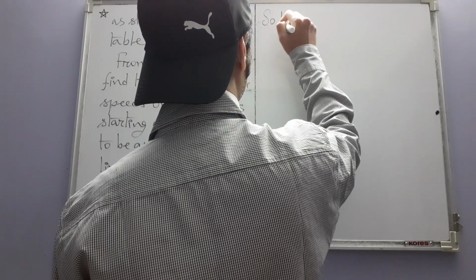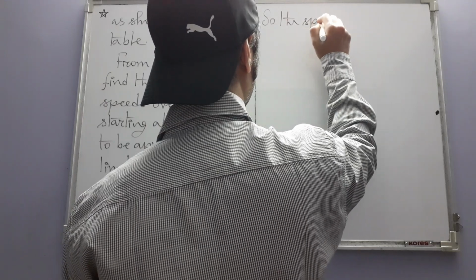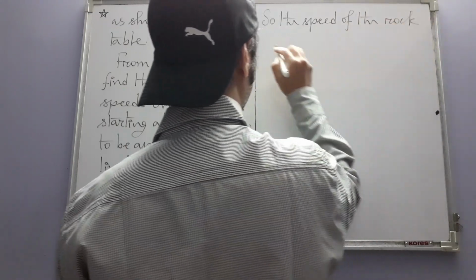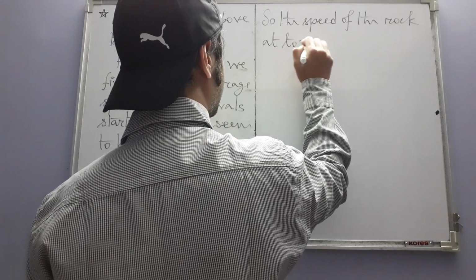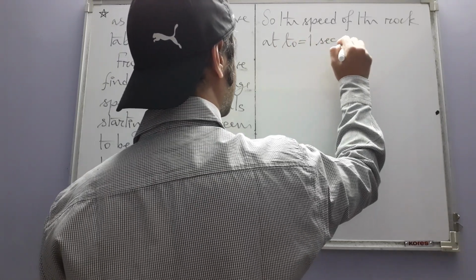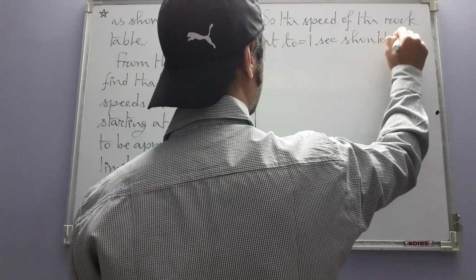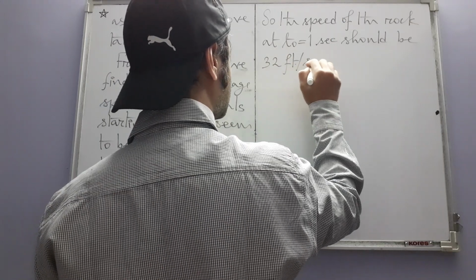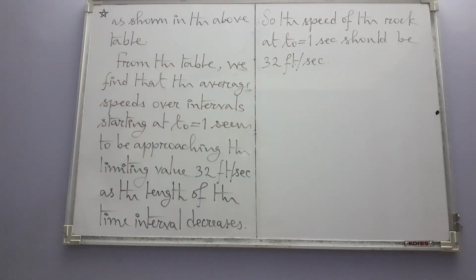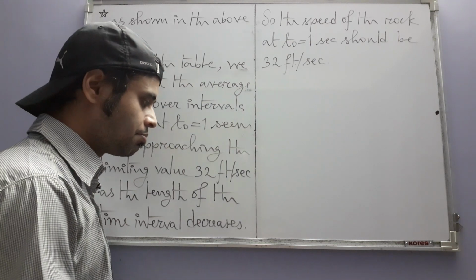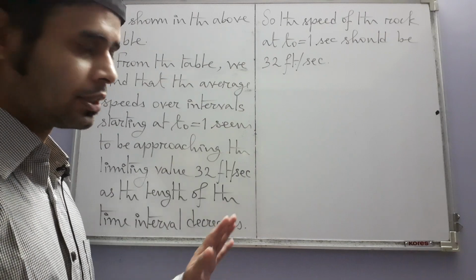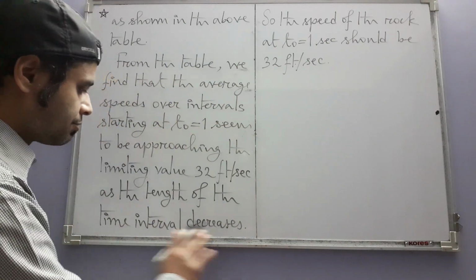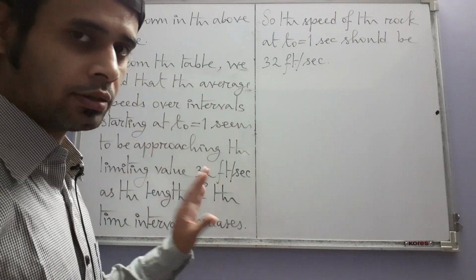So the speed of the rock at t naught equal to 1 second should be 32 feet per second. It should be. We are just simply saying that it should be, but we don't yet know whether it really should be this. This is only a suggestion that we have got from this small table.